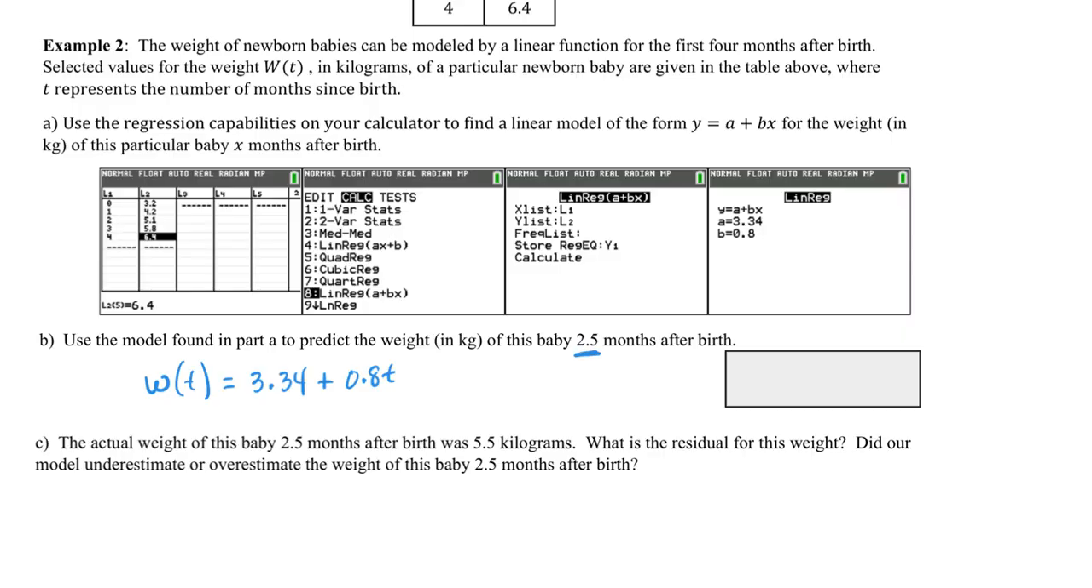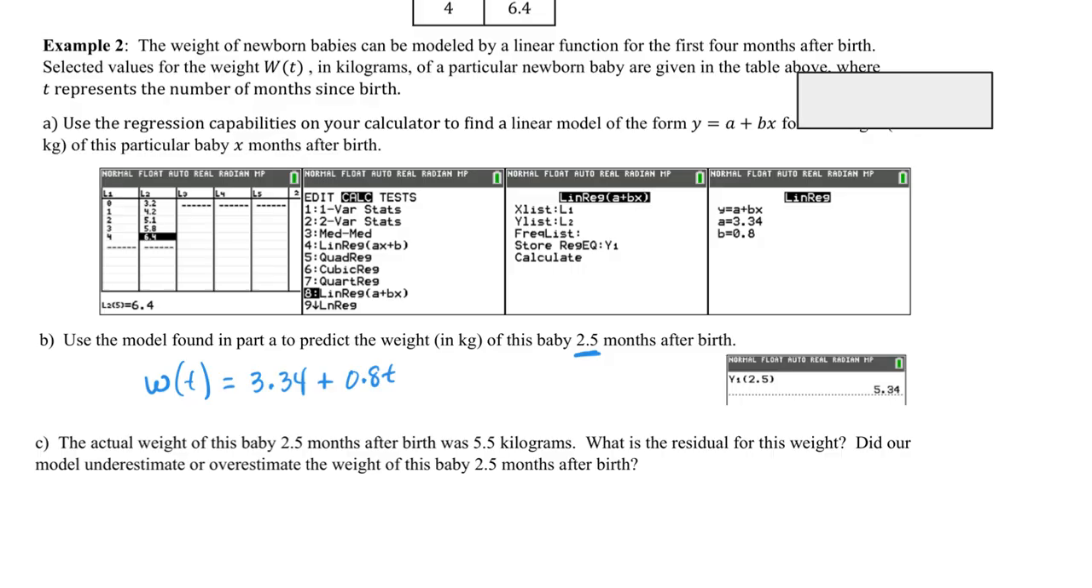So you could do the math. You could put the 2.5 in the t. It's not real hard. But since we stored that y1, we could just go ahead and hit alpha trace, hit y1, and then in parentheses, put 2.5, and it'll kick out 5.34. And we want to put kilograms with that, so there we go.